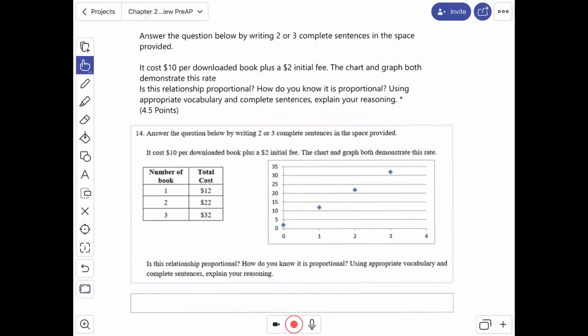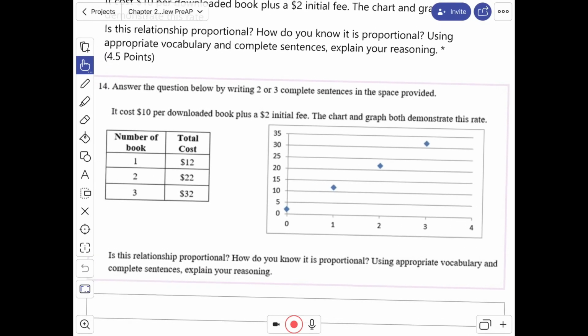Answer the question below by writing 2 or 3 complete sentences in the space provided. So we're not working it out. We're using words to describe how to work it. It costs $10 per downloaded book plus a $2 initial fee. The chart and graph both demonstrate this rate. Is this relationship proportional? How do you know it's proportional? Using appropriate vocabulary and complete sentences, explain your reasoning.